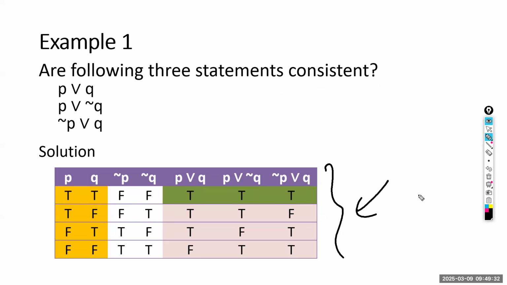Anyone who wants to explain what is meant by consistency of statements? So when do we say that a set of statements are consistent? A set of statements is said to be consistent if there's at least one possibility that all these statements are true. If there's at least one scenario where those statements are true, then these statements are not contradicting each other.